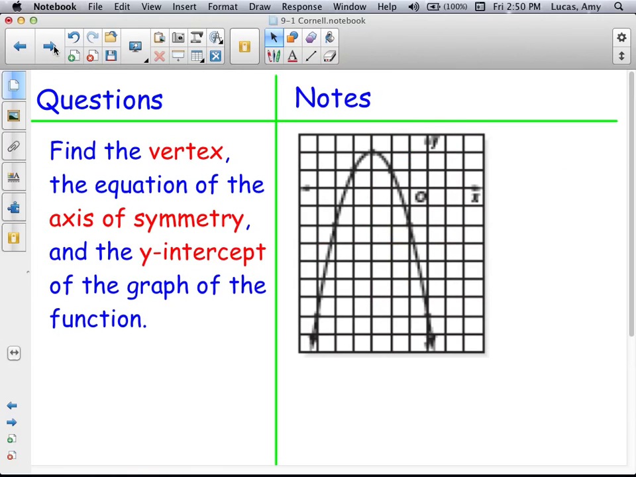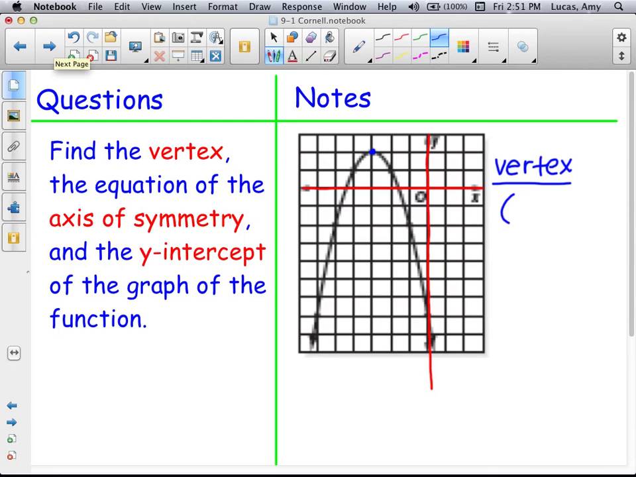Another example, like the last one. So we're looking at a graph. Here's my x-axis. Here's my y-axis. My vertex this time is at negative 1, 2, 3, positive 2. So the vertex is an ordered pair, negative 3, 2.